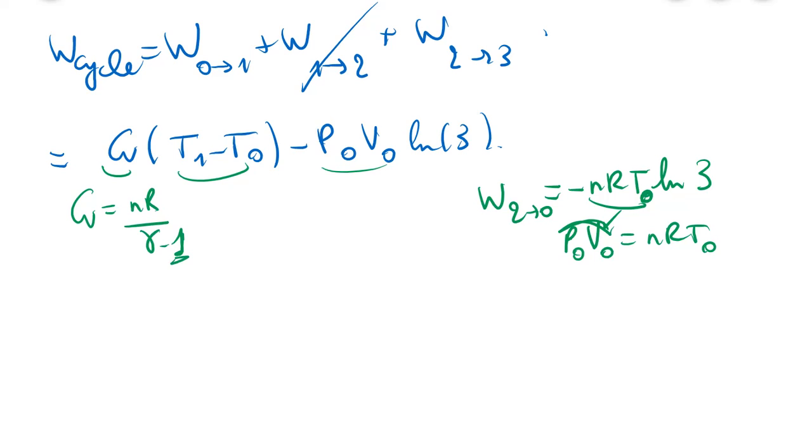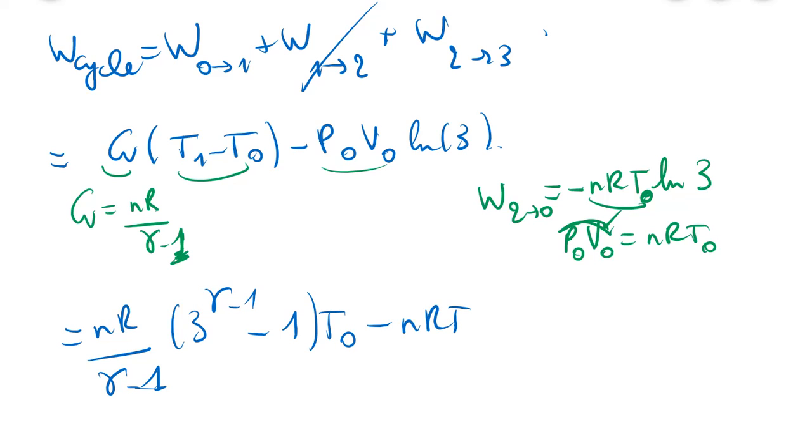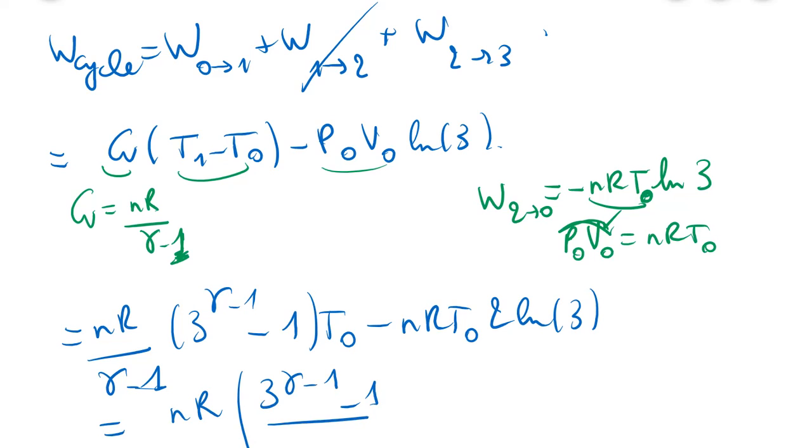Just to remark here, CV has a lot of expressions that you have to know for sure because we are replacing them all the time. This is one of them. By definition, we have CV like that. And then we are going to make the replacements. So it's going to be equal to nR over gamma minus 1, 3 gamma minus 1 T0 minus nRT0 ln 3. And if I simplify that again, that's what I have. And this is a positive expression.